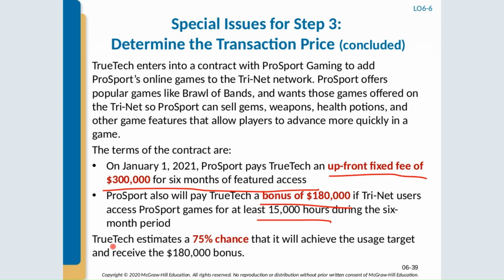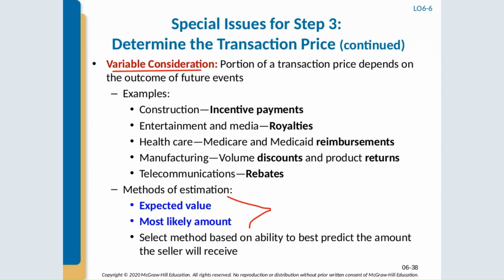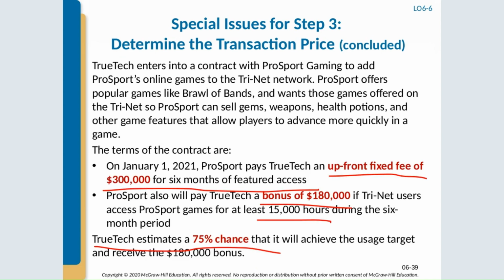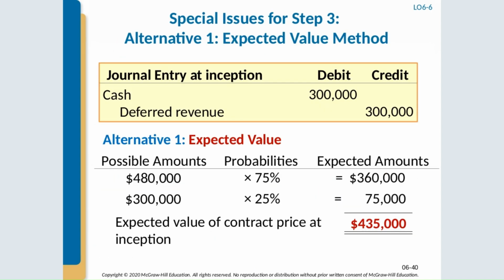And so here, of course, in these problems, we're given the percentages, but in real life, you kind of have to figure it out. So TrueTech estimates a 75% chance that it will achieve the usage rate that we have here of 15,000 hours. So we're going to be looking at the two. We said there's two ways to estimate that. The first one is going to be the expected value.